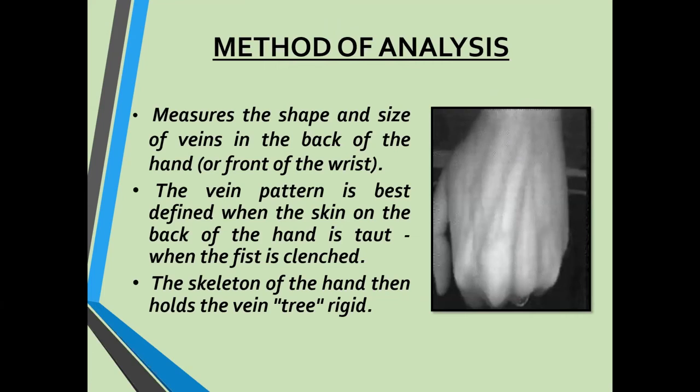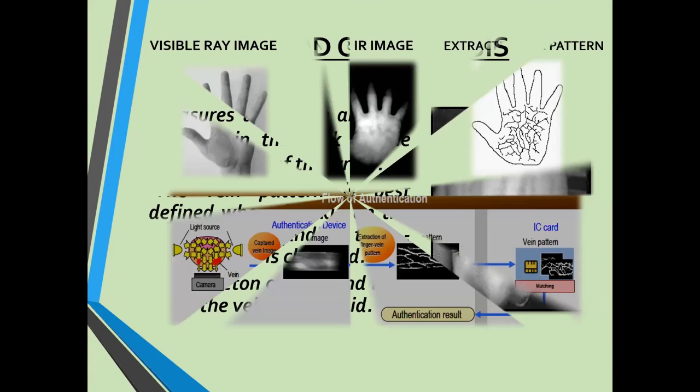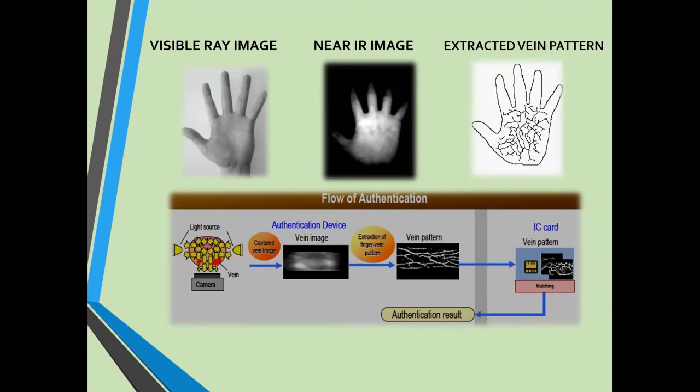Measurement method of analysis. It involves measurement of the shape and size of the veins in the back of the hand. The vein pattern is defined. Skin on the back of the hand is taut when the fist is clenched. The skeleton of the hand then holds the vein tree rigid. Here we can see the vein pattern.